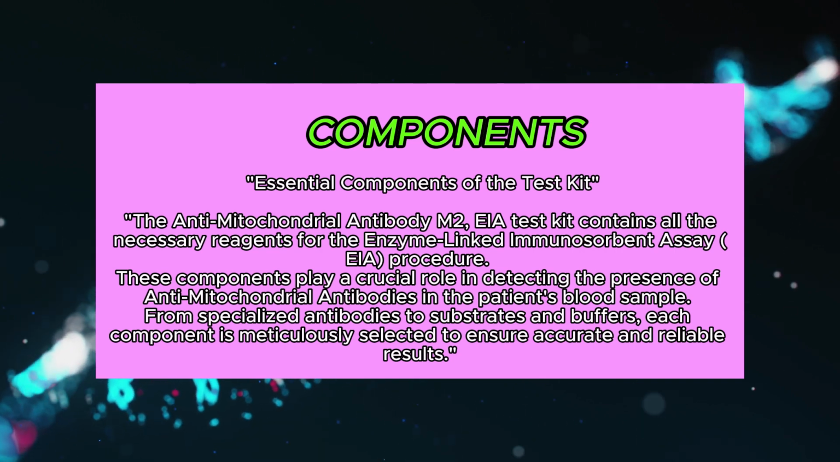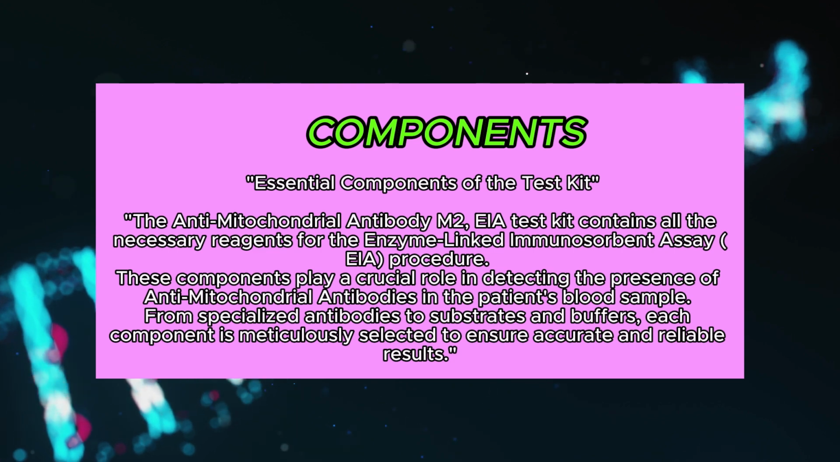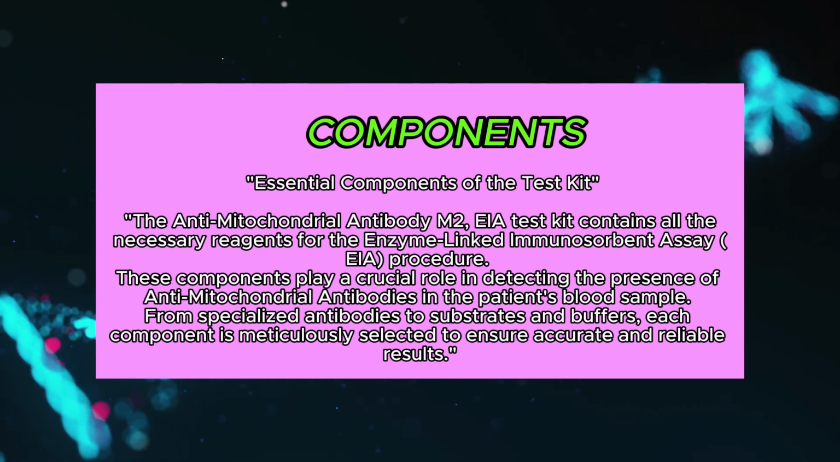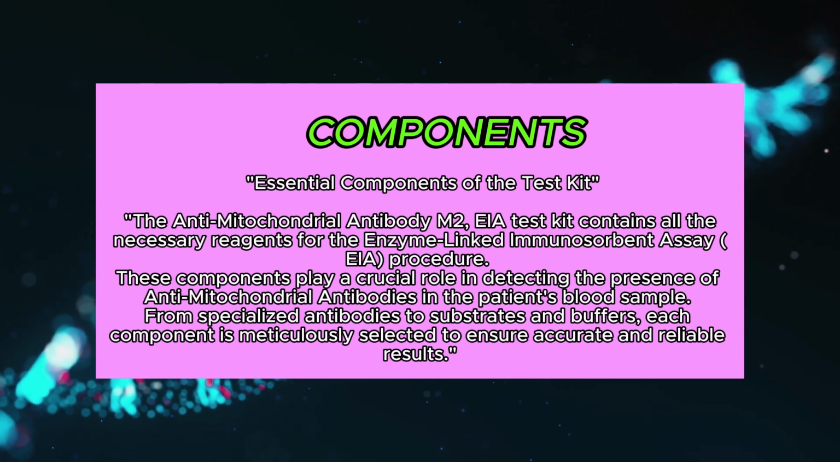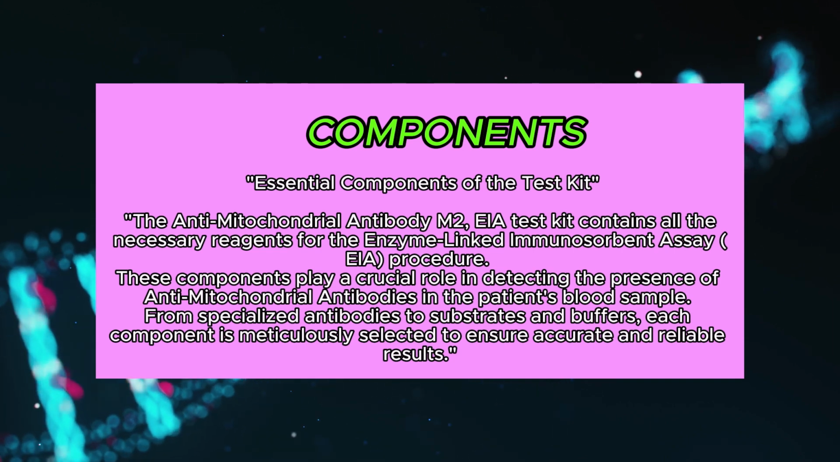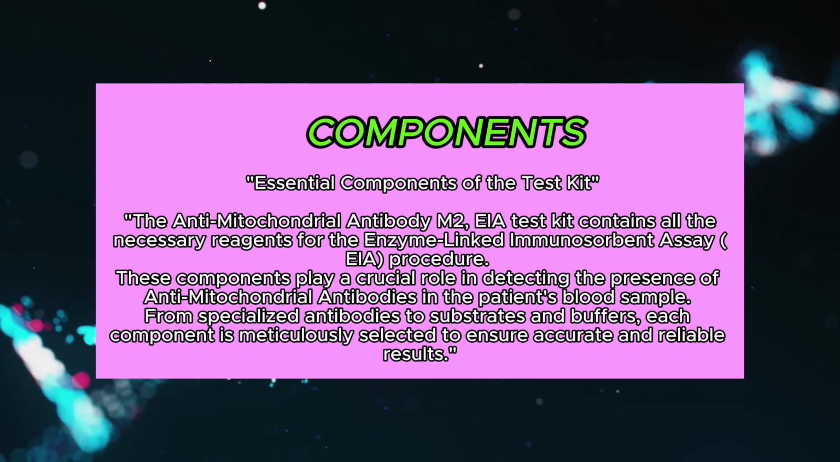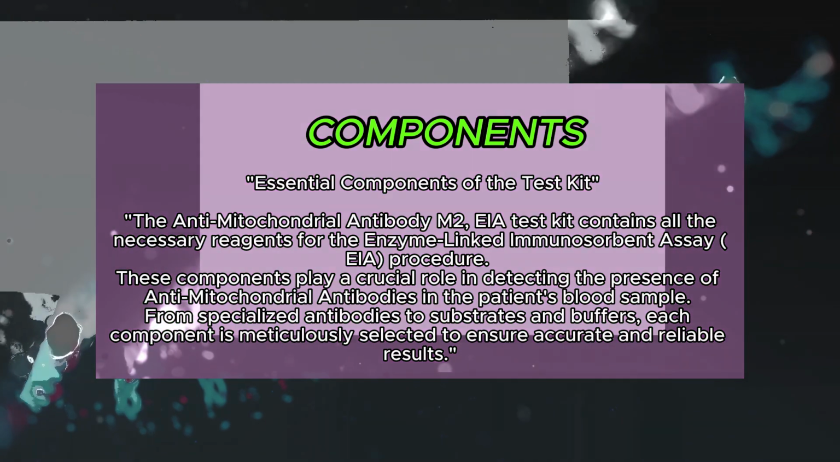Components include essential components of the test kit. The anti-mitochondrial antibody M2 EIA test kit contains all the necessary reagents for the enzyme-linked immunosorbent assay procedure. These components play a crucial role in detecting the presence of anti-mitochondrial antibodies in the patient's blood sample. From specialized antibodies to substrates and buffers, each component is meticulously selected to ensure accurate and reliable results.